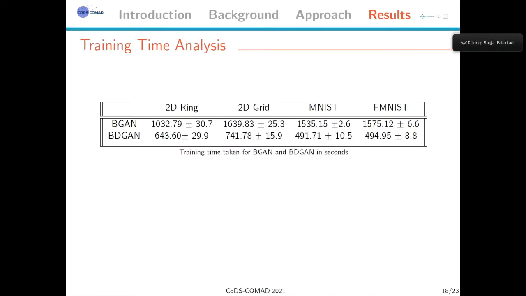Now we look at the training time analysis. We can see that our method BDGAN takes only about one third of the time that is required for the Bayesian GAN. This is a huge boost if you're considering large network training.